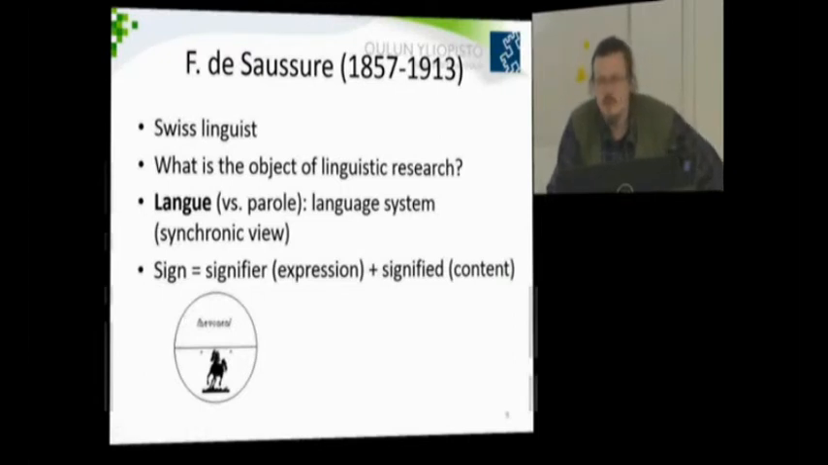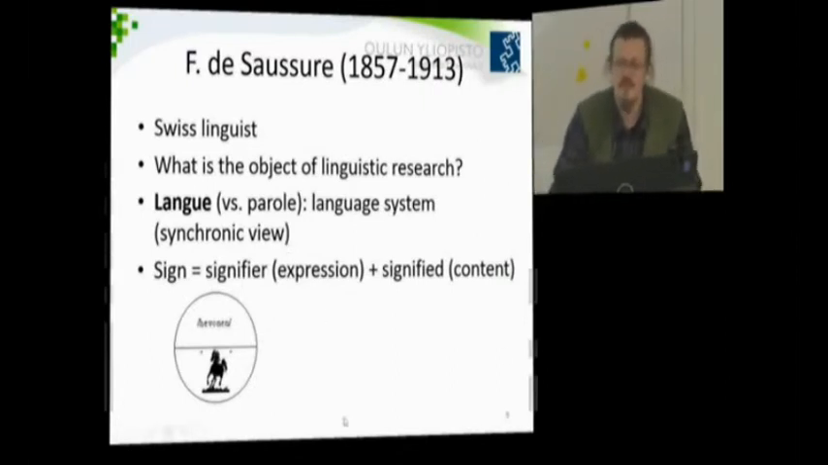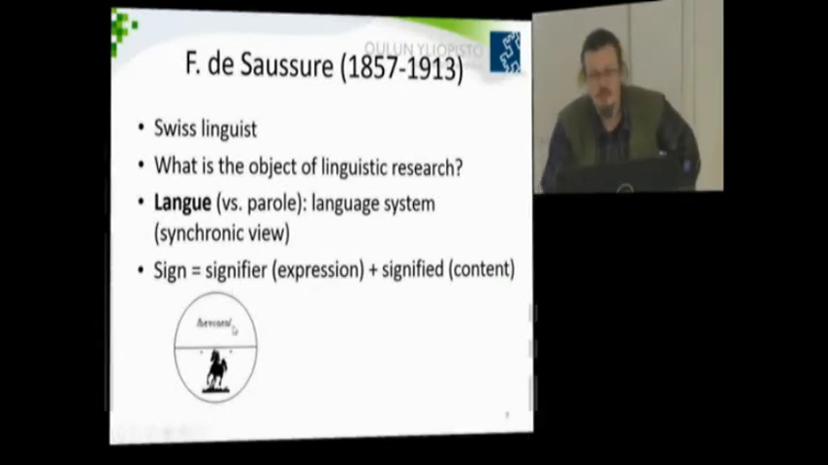Here is the linguistic sign of horse. The expression side here is the Finnish word hevonen, and the content side is the idea of horse. It is the idea of the language user. So what do I mean by the idea of the language user? I mean that when the language user perceives the expression, then she creates the content side.